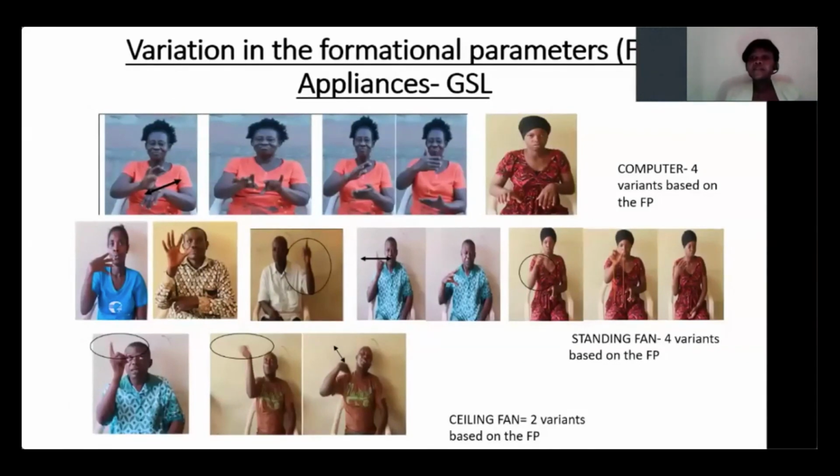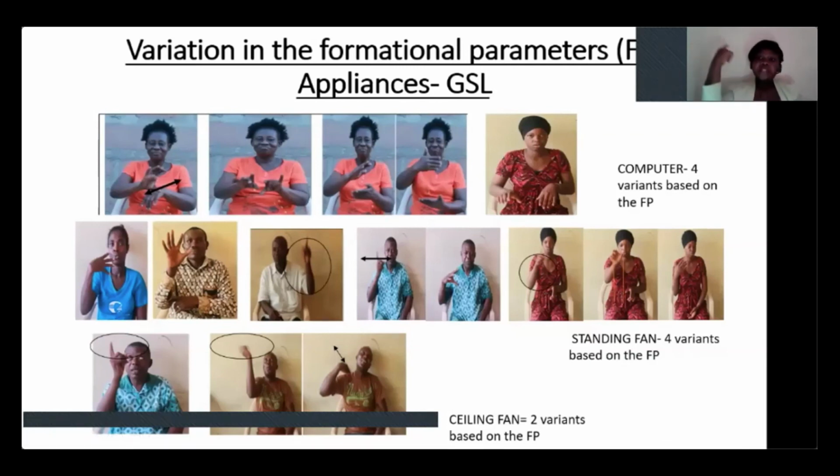And we also looked at appliances. We saw that computer had 4 variants based on the formational parameters: computer mouse, computer as typing, computer as laptop, or computer as a hand holding a computer. Standing fan also had 4 variants. This variant is quite similar to this one, and this other variant is also the same as this. And this sign added standing fan with a leg, and it goes like this. Ceiling fan had just 2 variants.